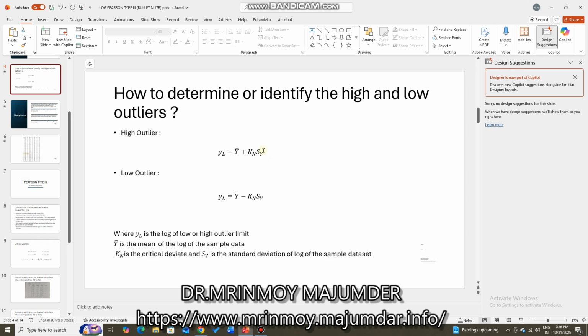First we find the logarithm of the sample data. After that we find the mean and standard deviation. Then put in the values of y bar and S subscript y, and then we put it into this equation if I am detecting a high outlier. If I am detecting a low outlier, I will put it in this.